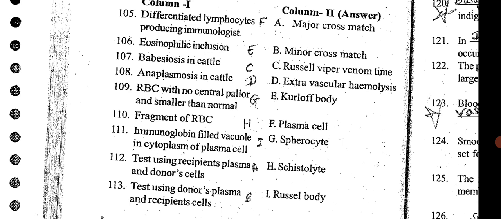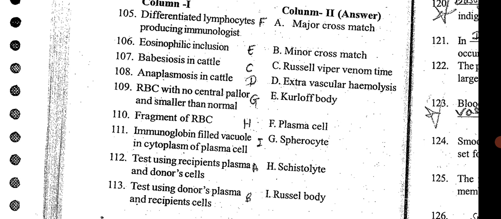Anaplasmosis in cattle has extravascular hemolysis. Russell viper venom time is linked with babesiosis in cattle. Eosinophilic inclusions are in Curl bodies, or Curl bodies have the eosinophilic inclusions. Differentiated lymphocytes are differentiated from plasma cells, and fragments of red blood cells are schistocytes. Schistocytes are the fragmented red blood cells.